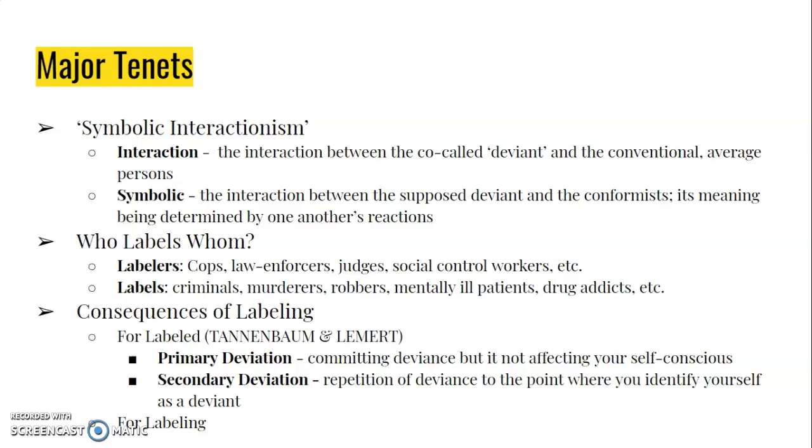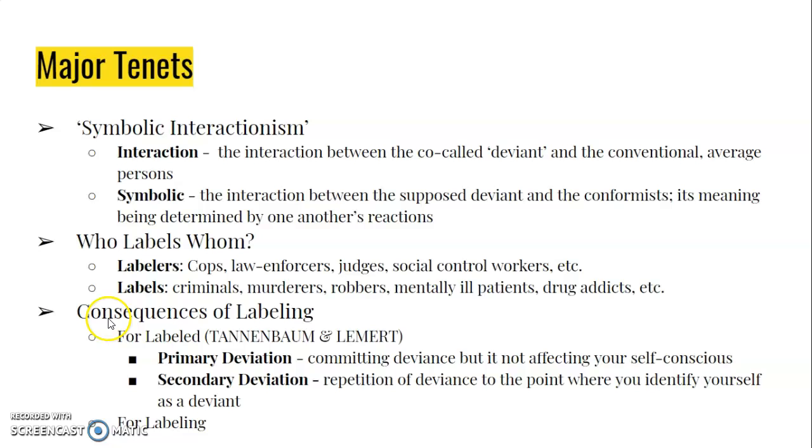To labeling theorists, who labels whom? They consider persons who enforce and promote the law as well as conventional morality as prime examples of labelers. So, for example, it would be cops, law enforcers, judges, social control workers, and so on. And those they label would be criminals, murderers, robbers, mentally ill patients, drug addicts, and so on.